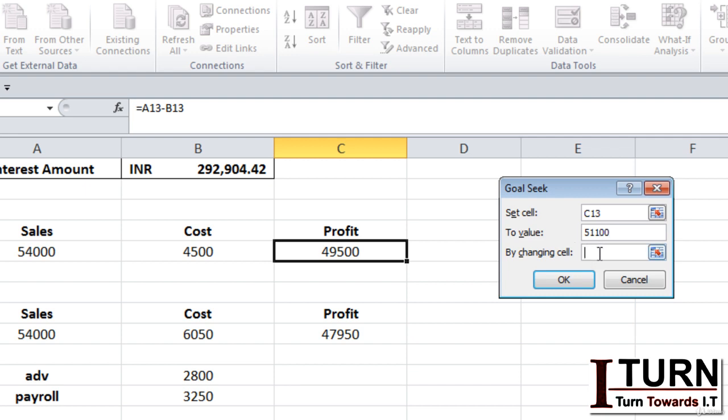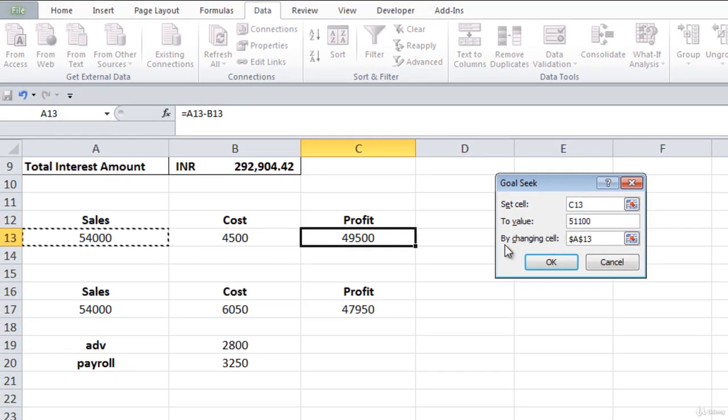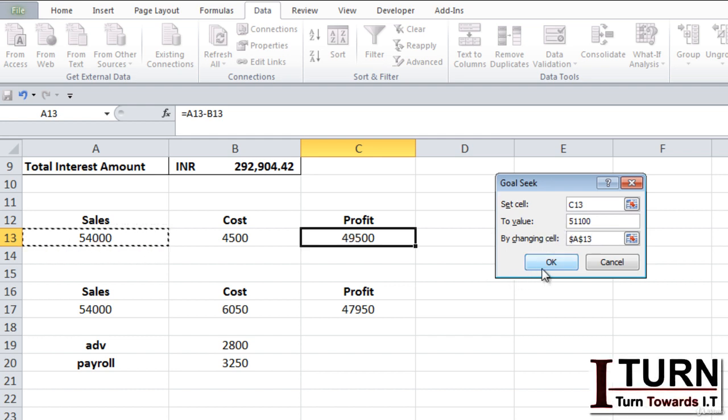By changing cell, here you need to give the cell which you want to change. By changing that cell, you are going to reach the goal which you have set as a value. So by changing cell, you may give either this one or this particular cell value, because C13 profit depends upon these two cells. Here let's say I have given this particular cell. Now, the changing cell should not contain any formula. Remember this. Changing cell should not contain any formula. Set cell must have a formula. So I have given the changing cell, this one, and click on OK.